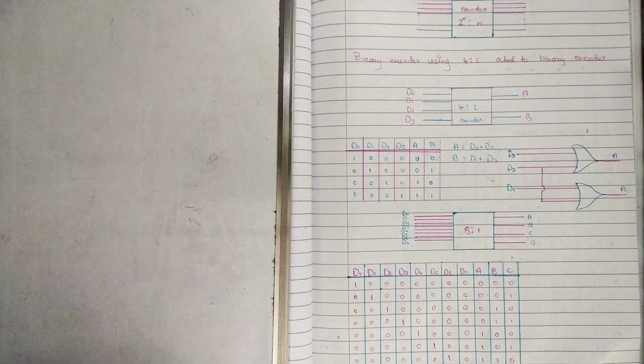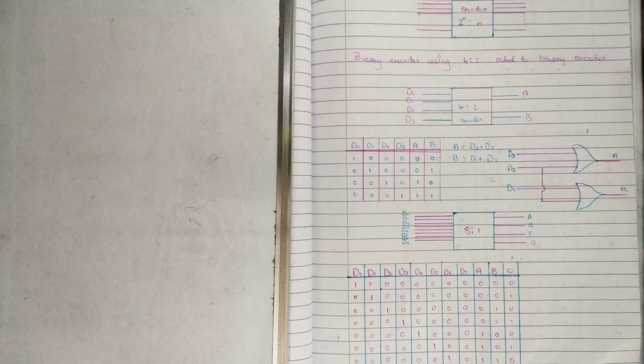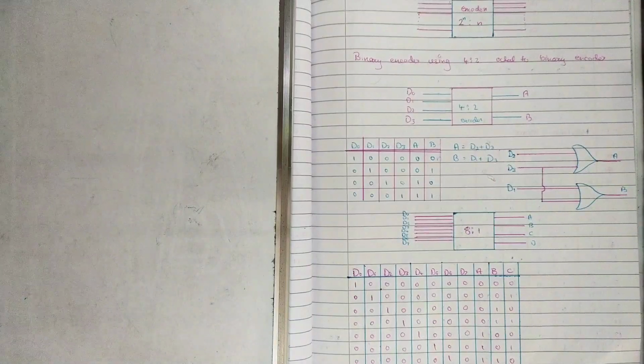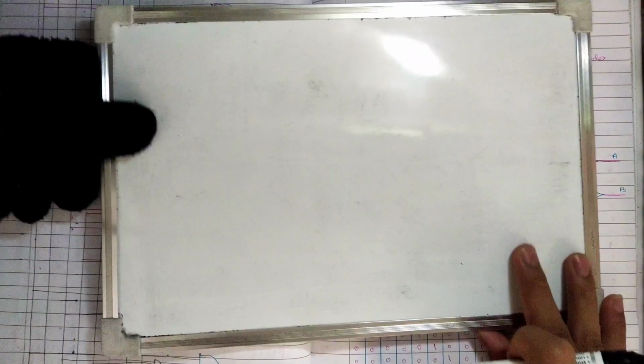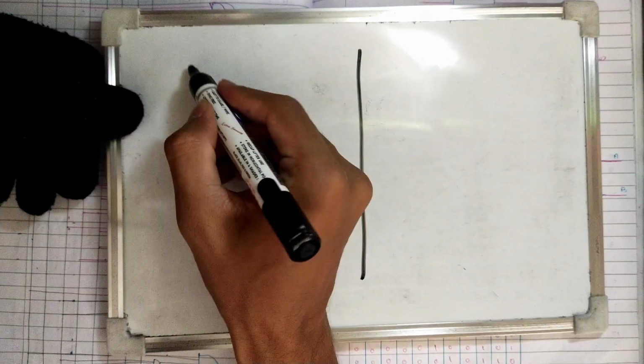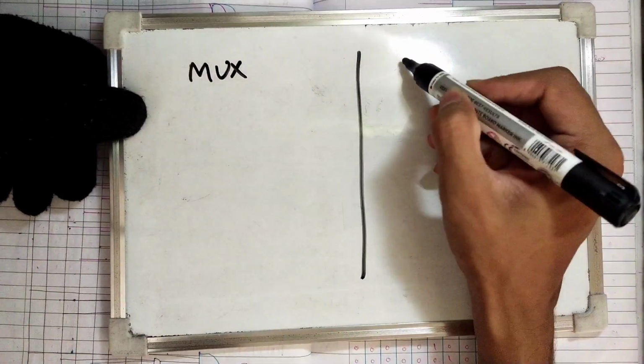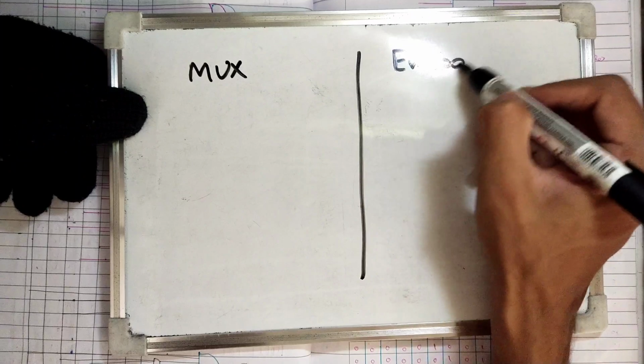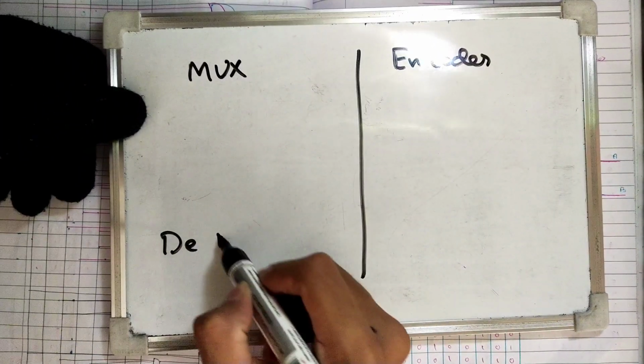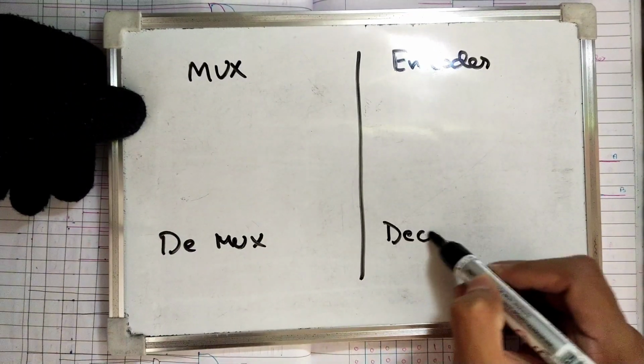What are the changes? I will explain that here, in a short way. So see here in the diagram, what is the basic diagram which we have written? We have written 2 power n to n. Now let us try to see the difference: mux and encoder, demux and decoder.